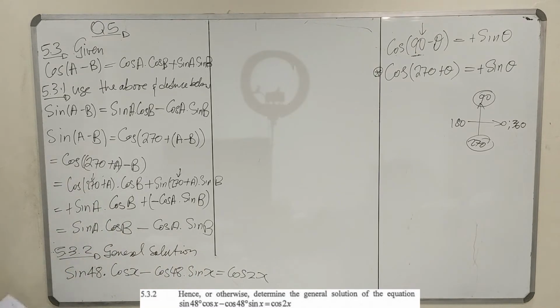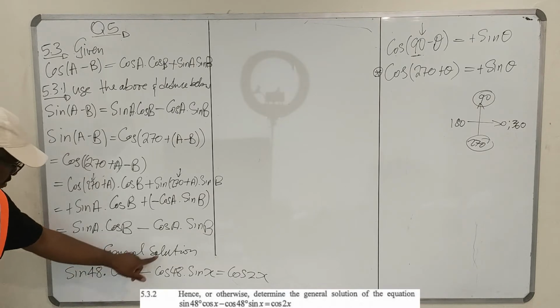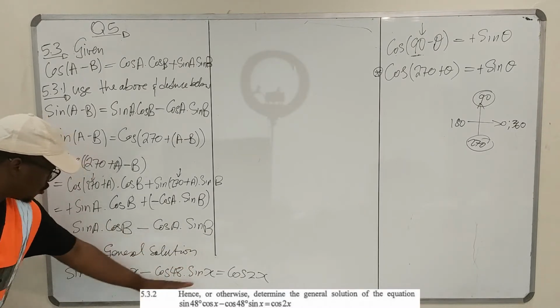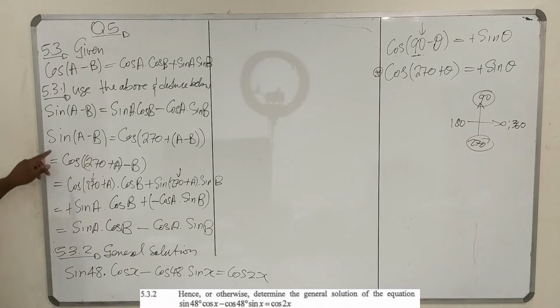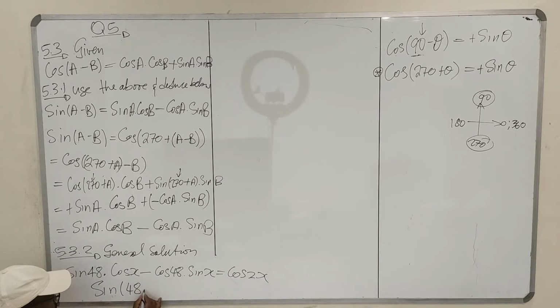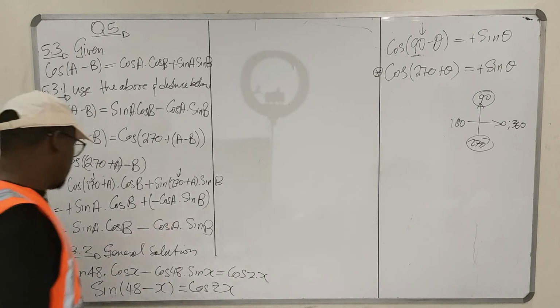No problem. What do we do from here? You can see that this thing here, the left hand side, looks exactly like this. The A is 48, your B is x. So you say this is similar to this thing here. So you reverse this and say this is equal to sine 48 minus x is equal to cos 2x.